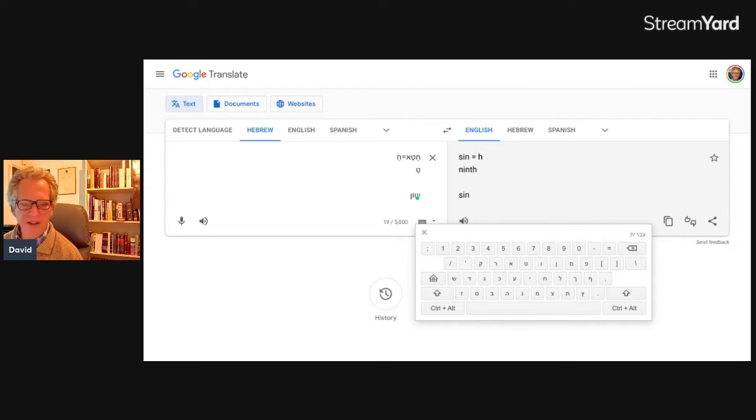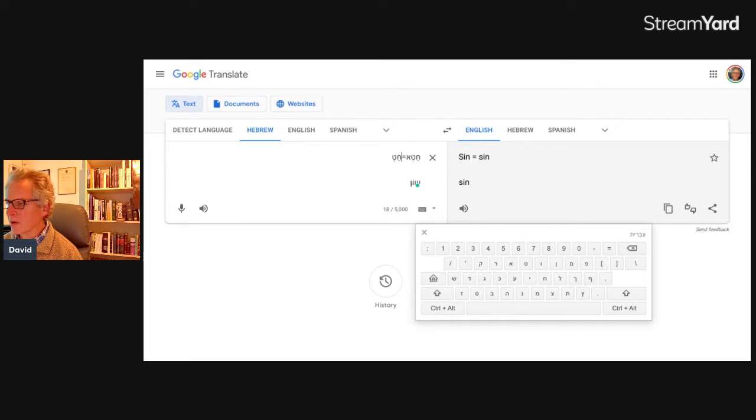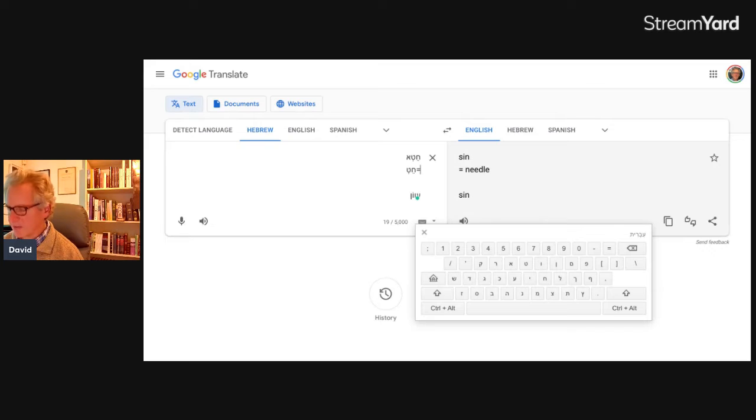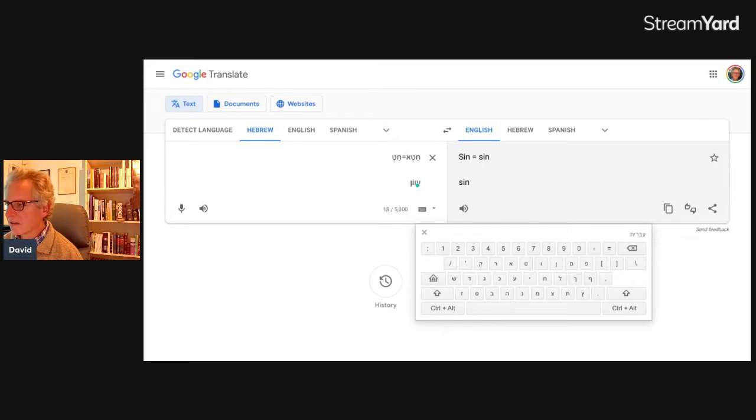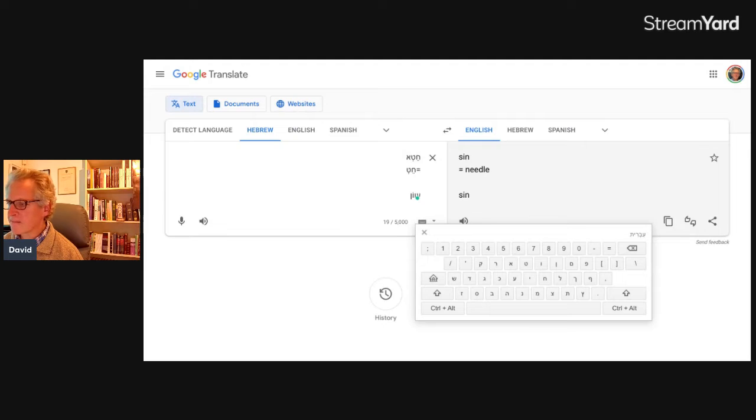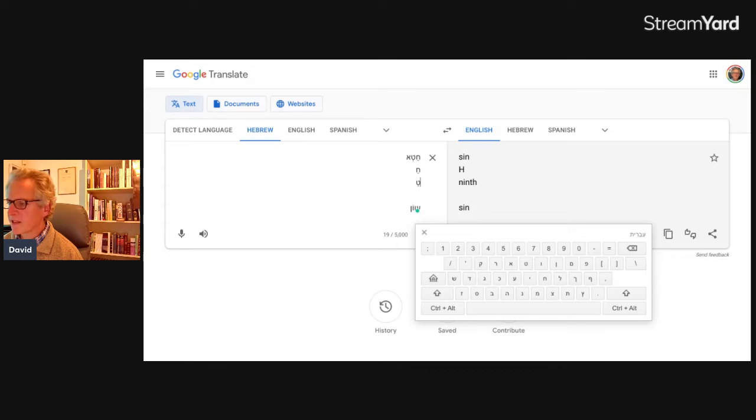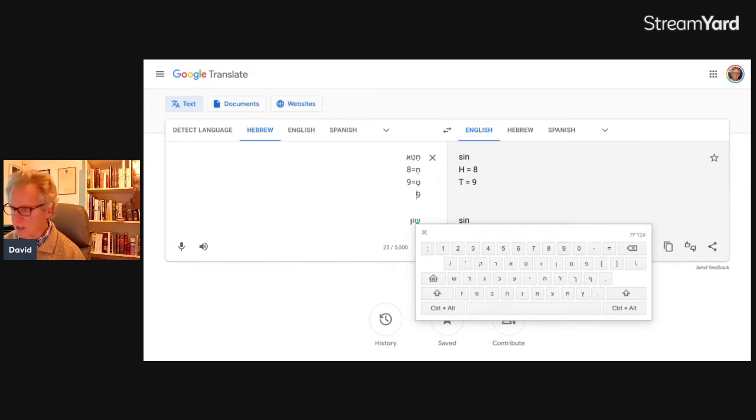Funny, when I prepared this, it was perfect. Now it's not perfect, but that's how it is, because we learn, we make mistakes. So here's the chet. Here's the tet. Chet equals 8 on this side. Tet equals 9 on this side. And 9 plus 8 equals 17. And of course, there's still the 1, which is Aleph. We're going to get to that.